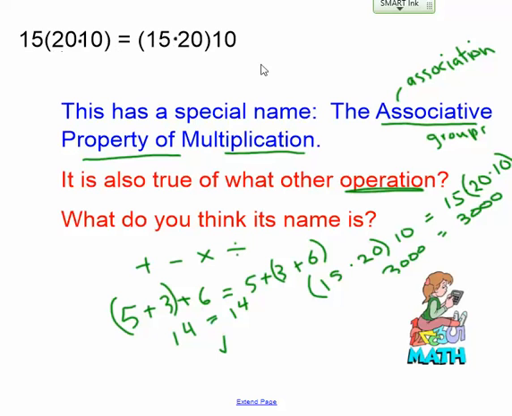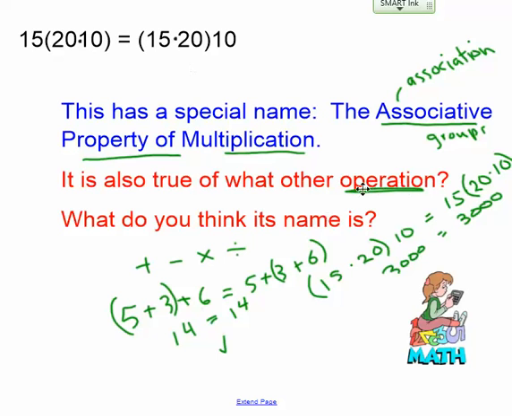So the grouping doesn't matter. Notice I've not changed the order. 15, 20, 10, 15, 20, 10. So the order is the same, but I'm just grouping the numbers that I multiply first differently, and it won't change the product. It's always the same.